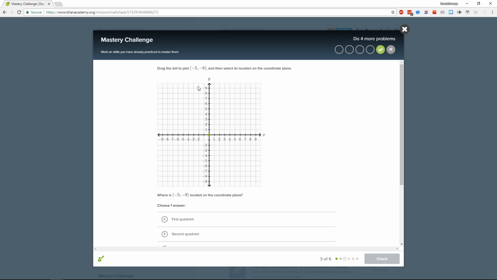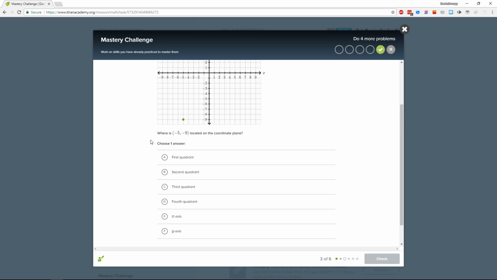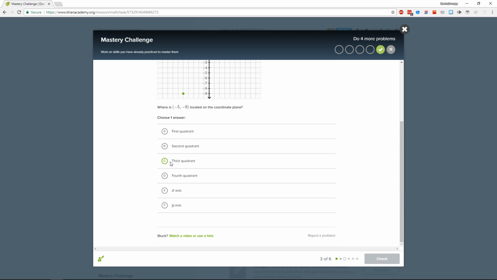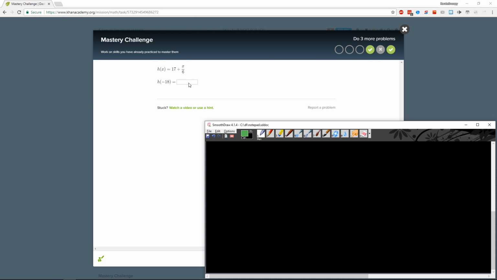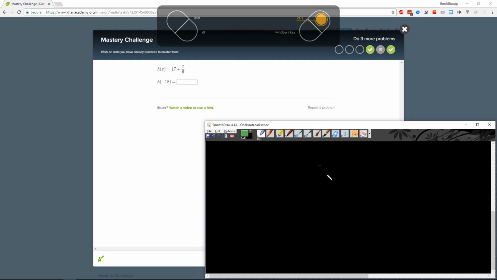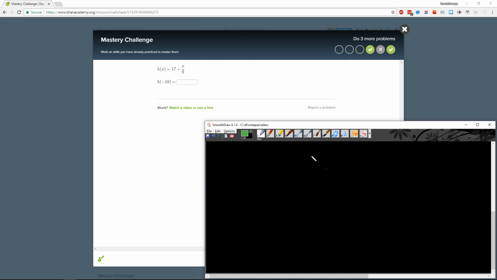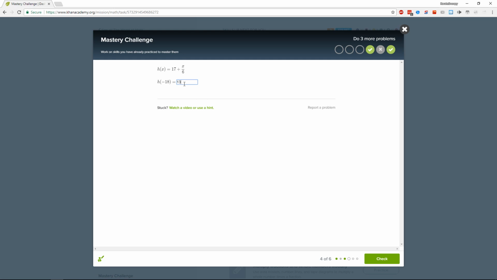Drag and plot the point. -5 on the X, -9 on the Y. Something like there. Let's see, this is the first, if I recall, second, third. Okay, so if X is 18, let's flip over to our trusty Smooth Draw app, where I always accidentally hit the dumb buttons at the top of my Wacom tablet. So 17 plus -18 over 6. So it comes to -3, so 17 minus 3 is 14.